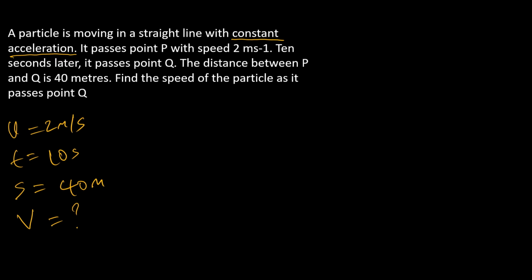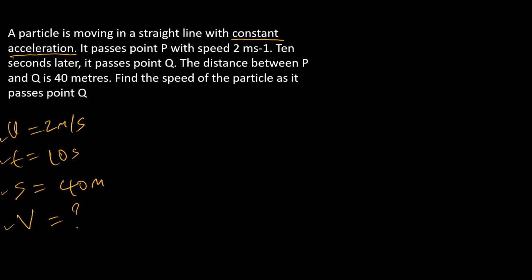We have our u, initial velocity, we have time, we have distance, and we have to find the final velocity. So which equation is suitable for this question? Which of the equations of motion is suitable for this question? Now, there is one equation that consists of initial velocity, time, distance, and velocity.